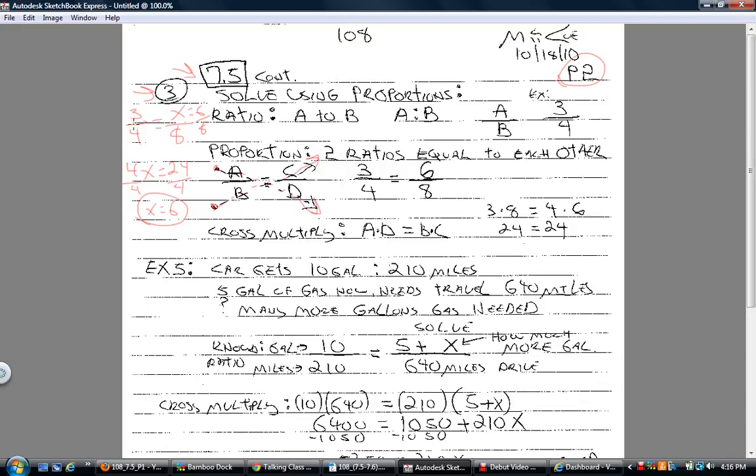Okay. Now, over the years, I've always wondered, why does cross multiplying work? And so one informal proof would be to set up a fraction that you know is equivalent. 3/4 is equivalent to 6/8. Again, the ratio of 3 to 4 is equal to 6 to 8. So I give an example.